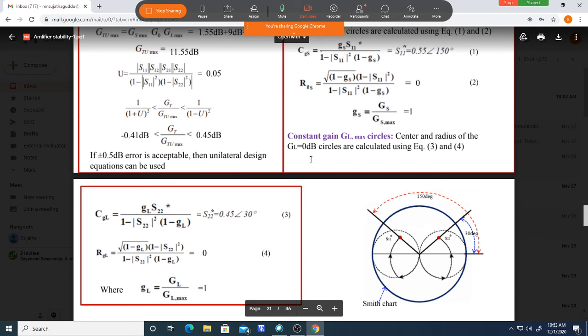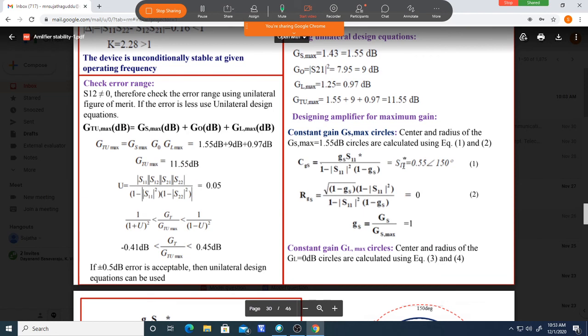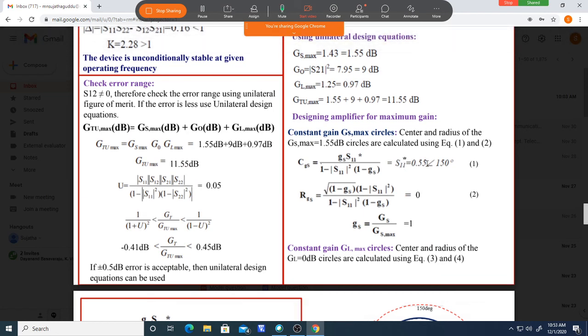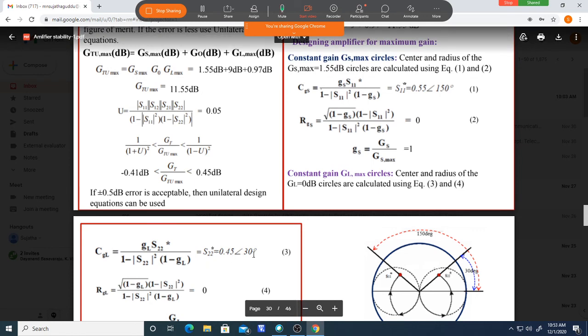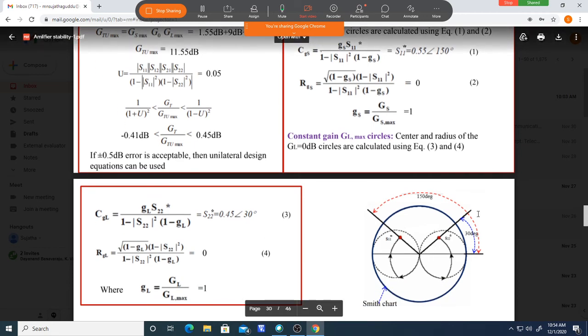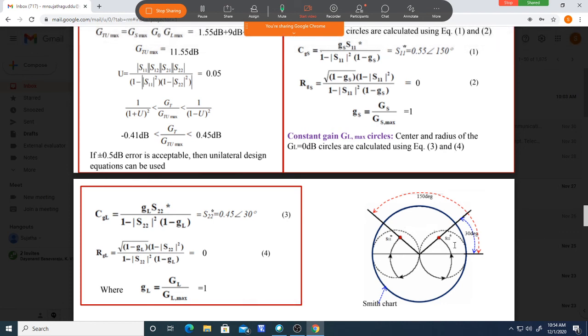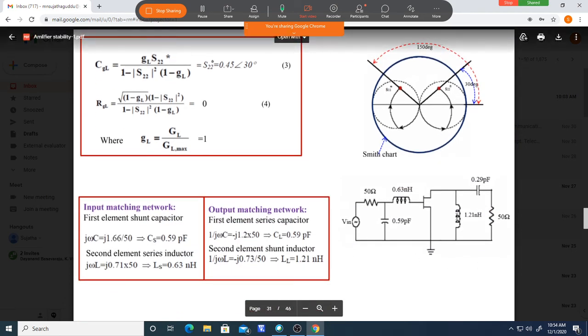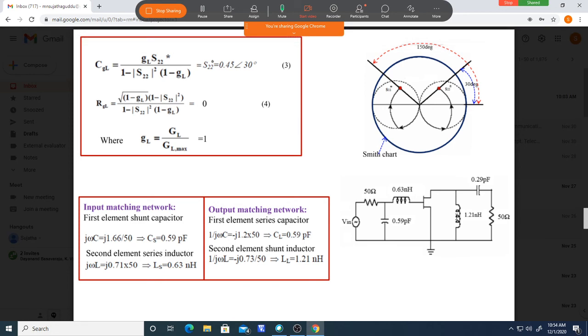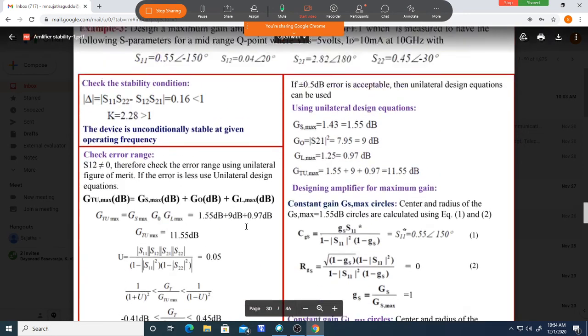Here you need not draw the circles. Just mark S11 complex conjugate. See this one, 155 degree and 0.55. So that point becomes like this. You mark it. Similarly, mark S22 complex conjugate. See, this is 30 degree, and this is a point. So these two are the impedances at the input side and the output side. That's all. The problem simplifies very much for the maximum gain amplifier design.